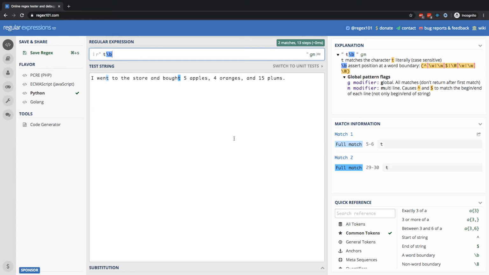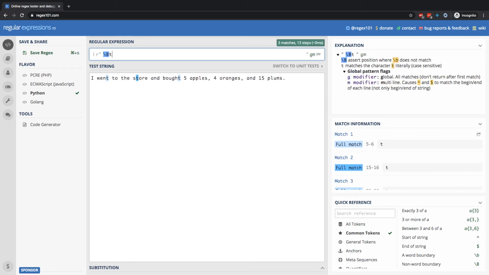So as always, the capital letter represents the inverse or the opposite. So the capital B here represents a non-word boundary. So for example, if I do slash capital B T, that is going to find us the T's that do not start off a word, that are not at the beginning of a word. So now you can see the T in store is going to be included, but also the T in went and the T in bought. They are not at the beginning of their respective words, they are at the end. So as long as the first letter is not T, it's going to include all of those T's.